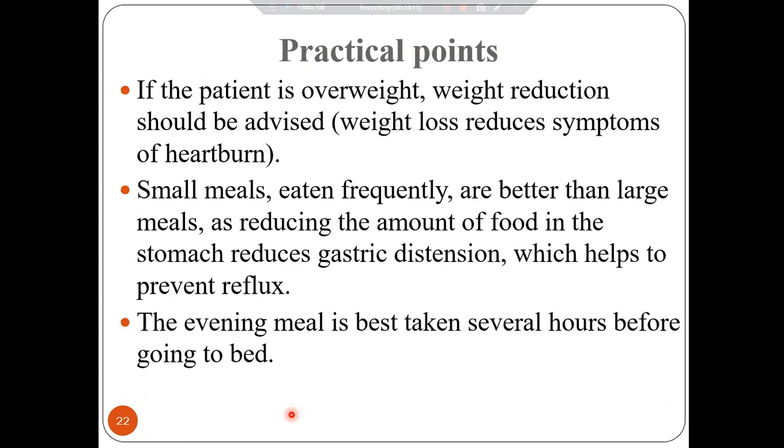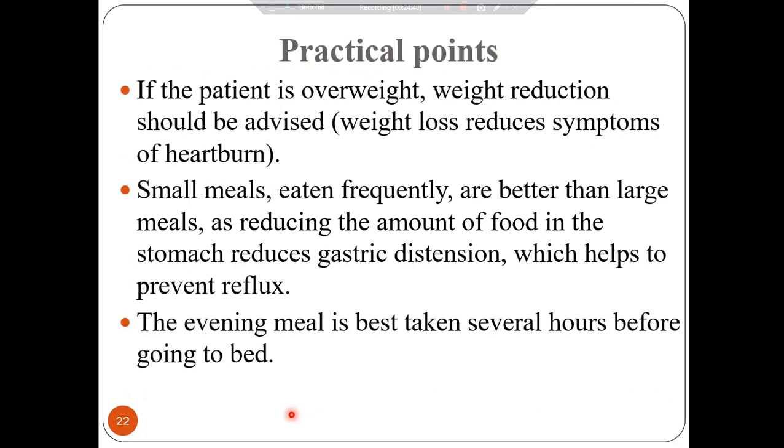Now we'll have practical points for the patients suffering or complaining of heartburn as a symptom. If the patient is overweight, weight reduction should be advised. Weight loss reduces the symptoms of the heartburn. This is one of the advice that can be given to the patient if they are overweight.